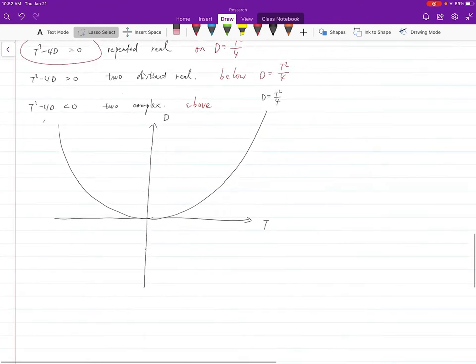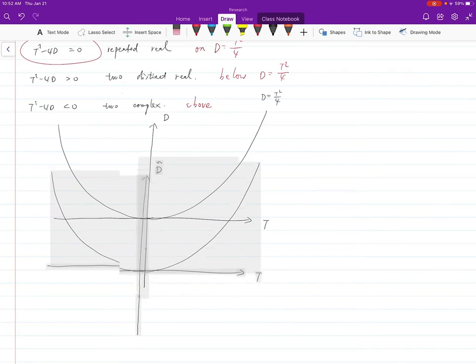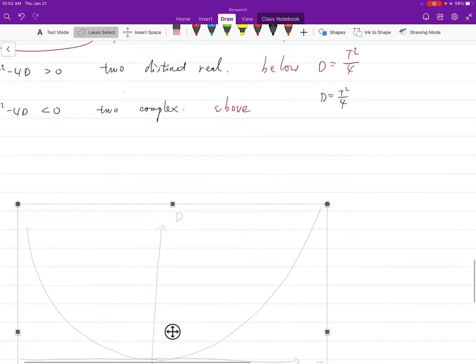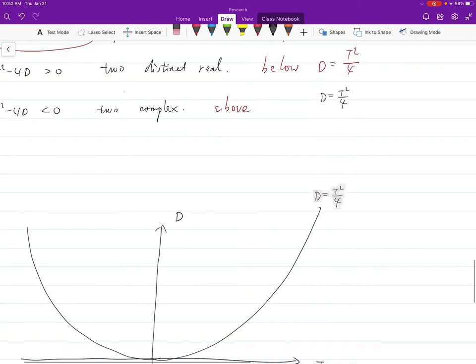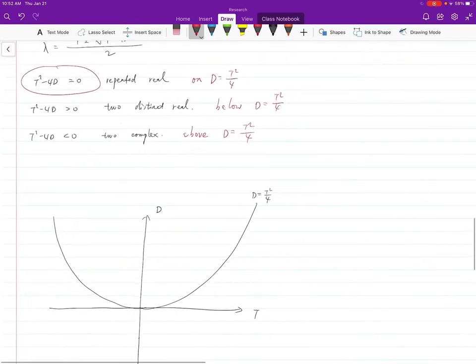Let's make it a little bit smaller. Okay, and if it's above the parabola, it's going to be two complex. Okay, just by looking at the determinant of the quadratic, we can have these three cases.